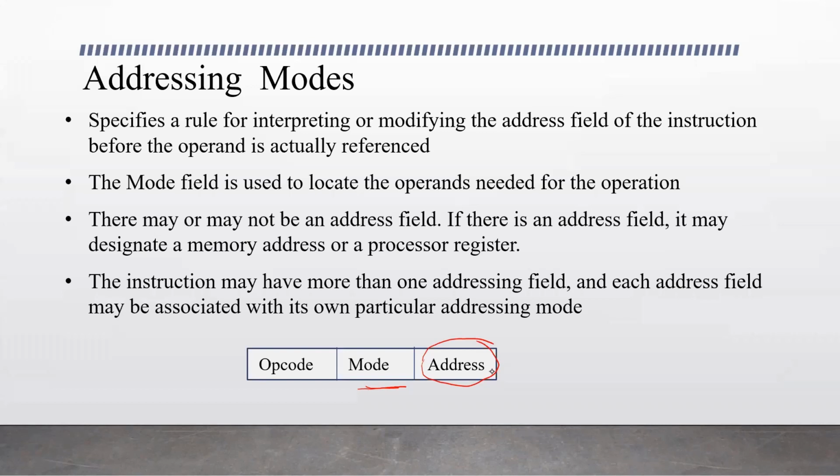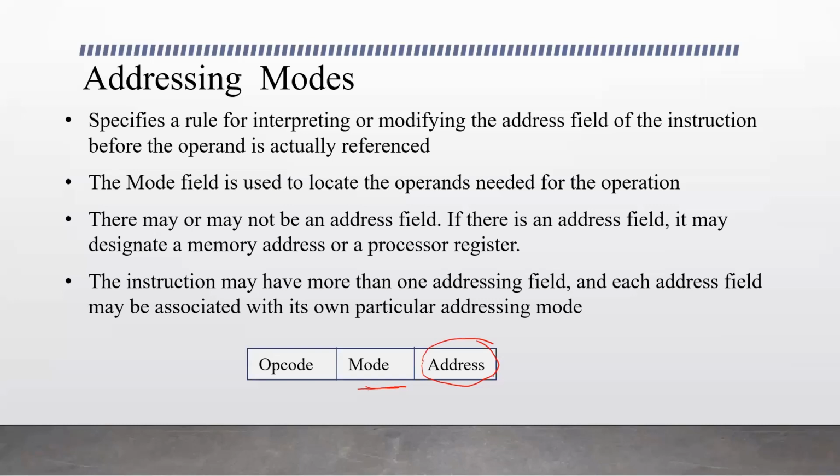So addressing mode specifies a rule for interpreting or modifying the address field of the instruction before the operand is actually referenced. The address field generally specifies the operand, the data on which we are going to perform the operation. To locate the operand, we also learned that the operand may be placed in one of the memory locations, or it may be stored in one of the CPU registers.